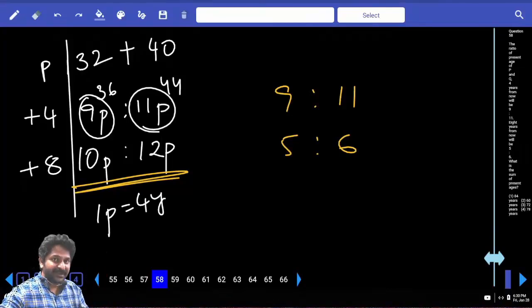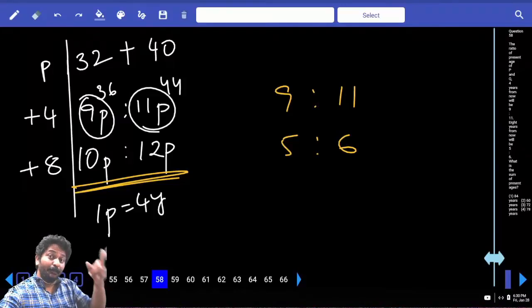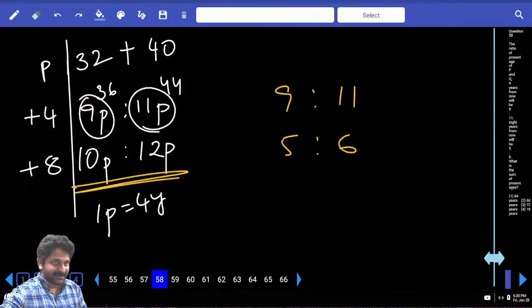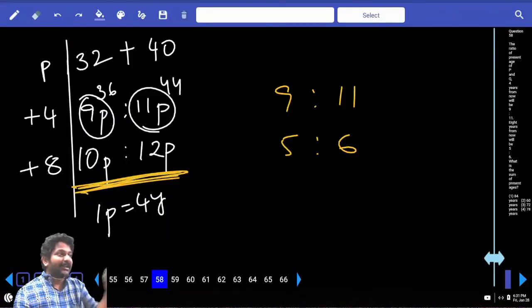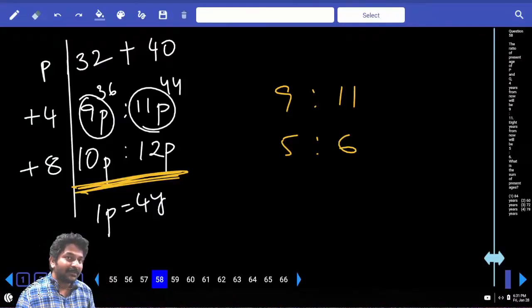Sometimes we will change the first ratio. Sometimes we will change the second ratio. Sometimes we will change both ratios. There is a logic. First point. Second point. Why is the second ratio changed to only 10:12, when 5:6 can be written as 15:18 also?